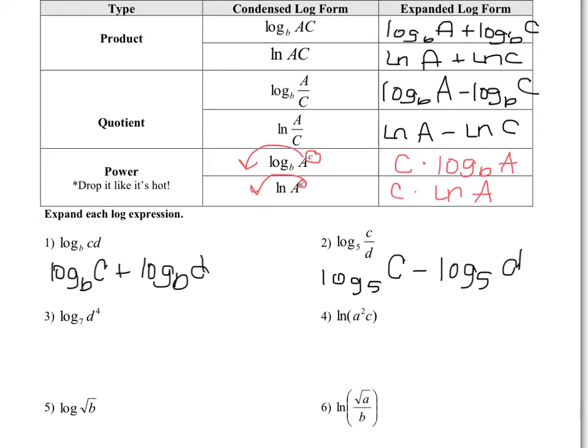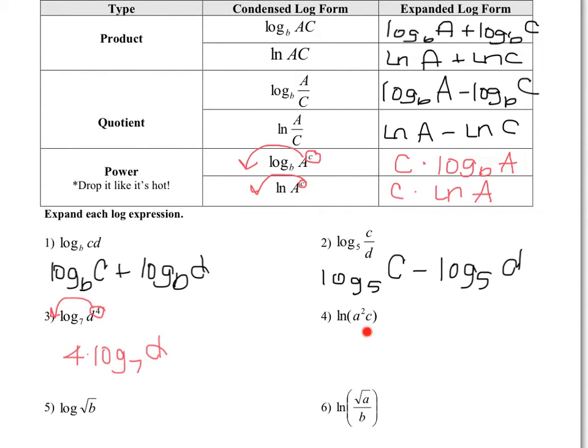Okay, example number 3. Log base 7 of d to the 4th. So this is our power rule. All I want to do is circle the power and drop it like it's hot. So 4 times log base 7 of d. Notice again that there's only 1 log in this expanded form.